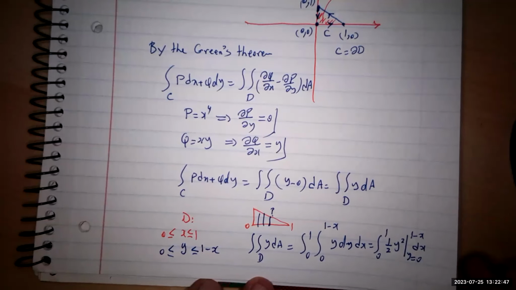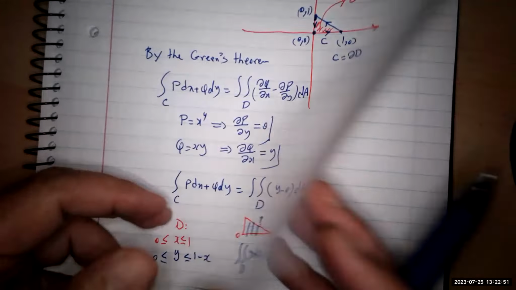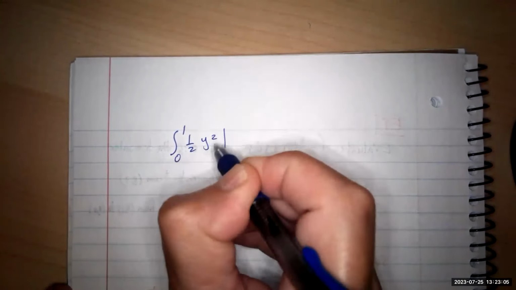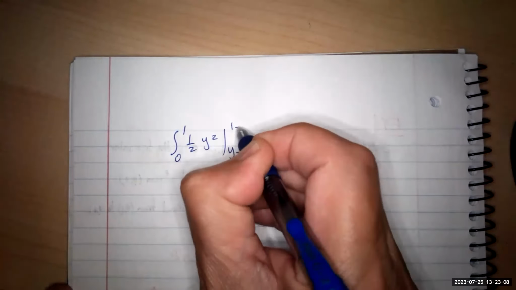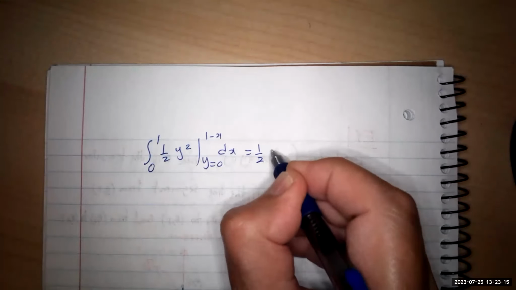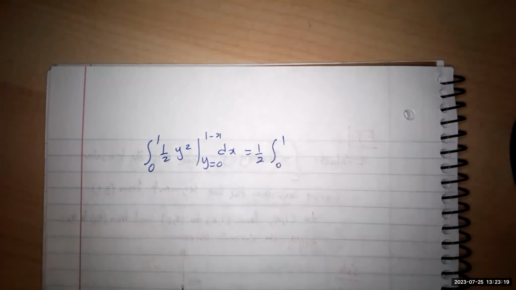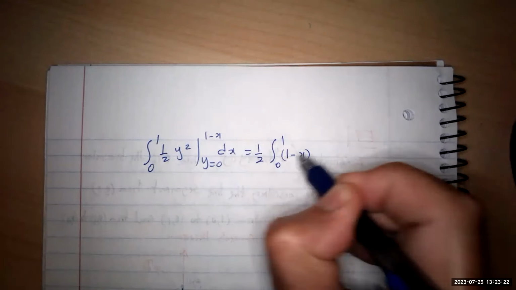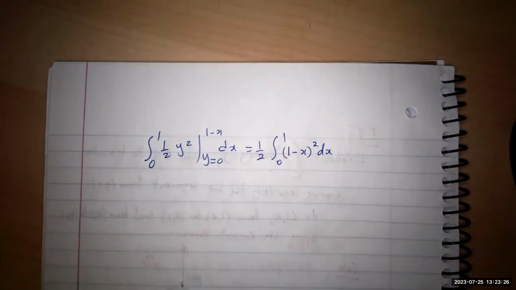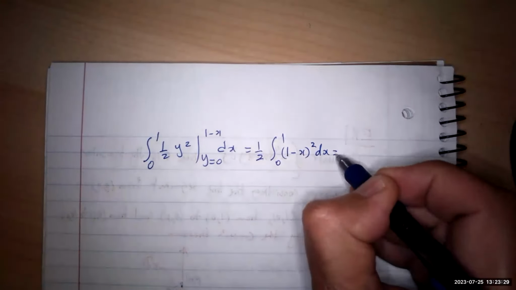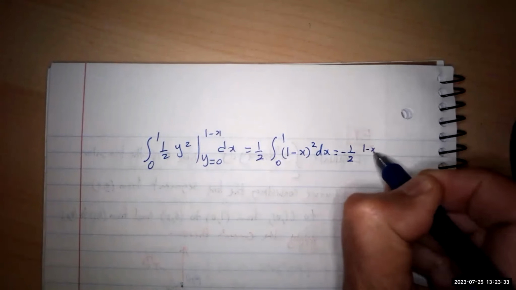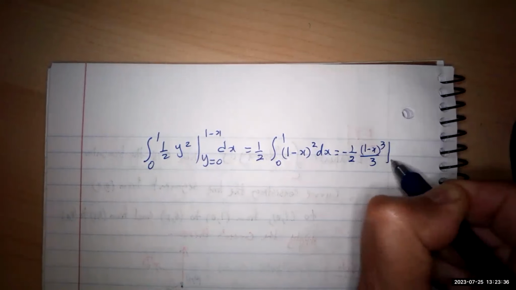Okay, are you done? I go to the next page to do it. So it's mostly a circle, but it's not bad to know this. So this is what you have. I take it from here. That was the integral from 0 to 1 of 1/2 of y squared, y from 0 to 1 minus x, and then the dx. So I pull out the 1/2. So that would be integral from 0 to 1, simply 1 minus x all squared dx. If you take this one to be u, your u prime would be negative 1. So it's simply negative 1/2 times (1 minus x) cubed over 3, going from 0 to 1.